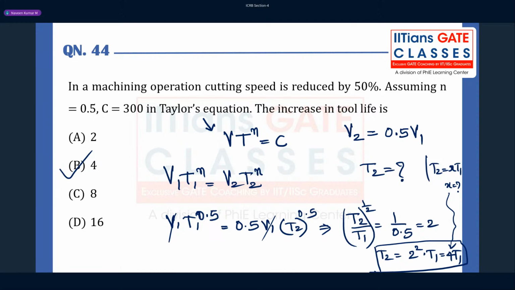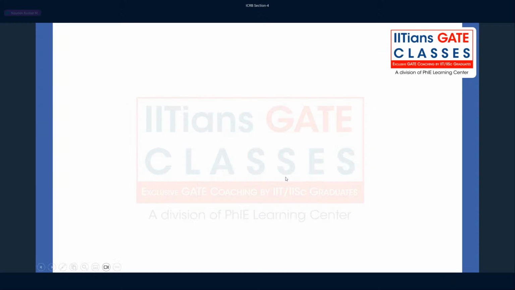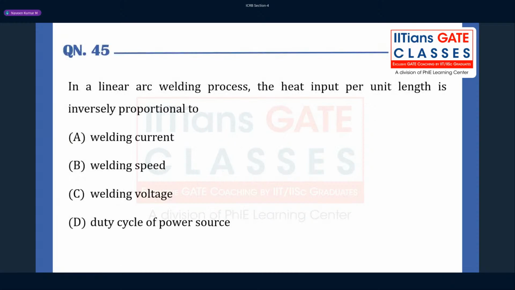Okay, very simple question. Less than 1 minute you can do if you are very fast in calculation. In a linear arc welding process, the heat input per unit length is inversely proportional to. Okay. What is heat input? We'll write it. Heat input is I square or V into I. V into I. Heat input.